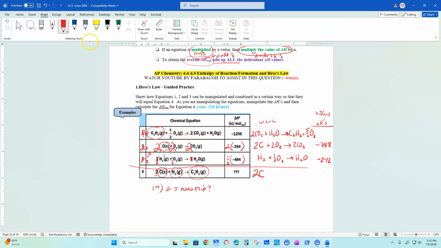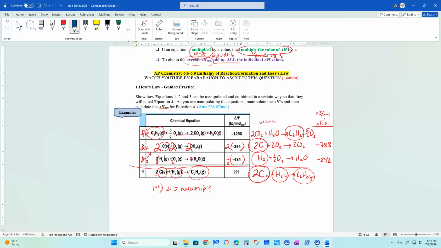So I need 2 C's as a solid. I need H2 as a gas. And I need this 1 C2H2 as a gas. Okay? So I have it right here. 2 C, I have it right there. I have my 1 H2 on my reactant side also. And I have on my product side my C2H2. So I have everything I want. That means everything else is either an intermediate or a catalyst. So let's check it out.